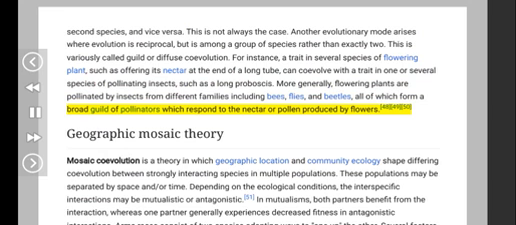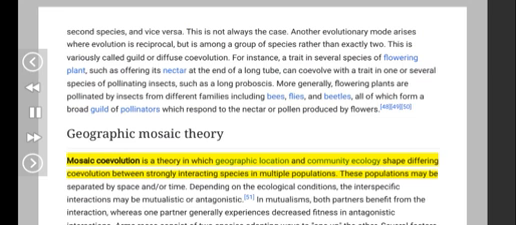Geographic mosaic theory. Mosaic coevolution is a theory in which geographic location and community ecology shape differing coevolution between strongly interacting species in multiple populations. These populations may be separated by space and/or time.